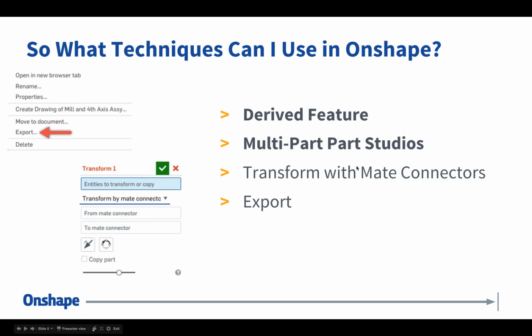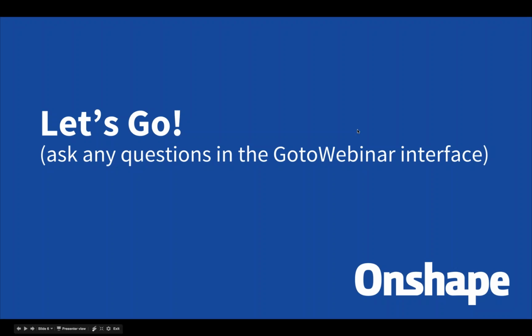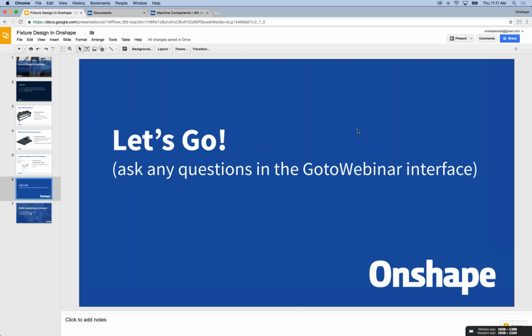All right, so let's get into it. These are the techniques that I wanted to show you: derived feature, multi-part part studios, transform with mate connectors, and of course, export. Now, I'm going to start from scratch. And the idea today is really to walk you through how I might do this, assuming I was emailed a file and I now need to work that file into my fixture design.